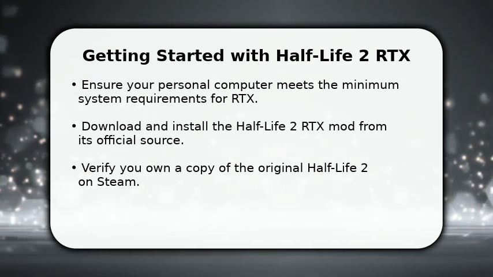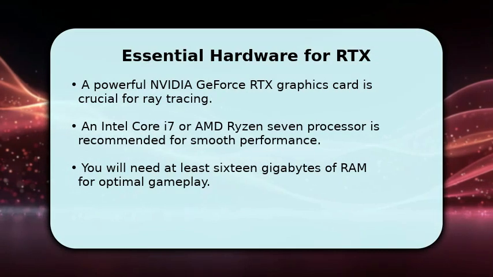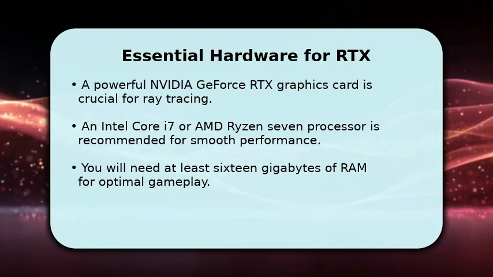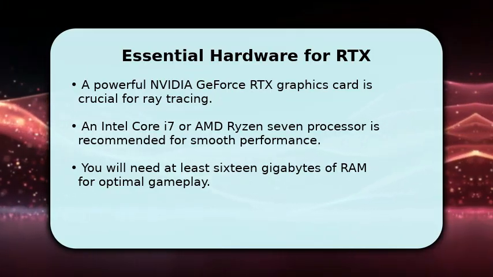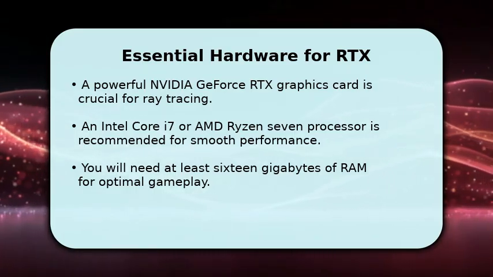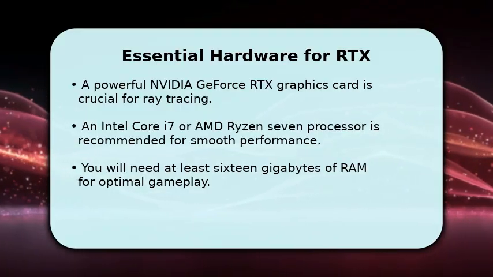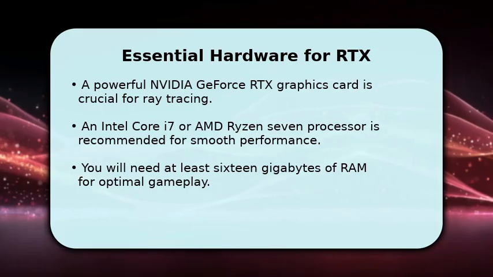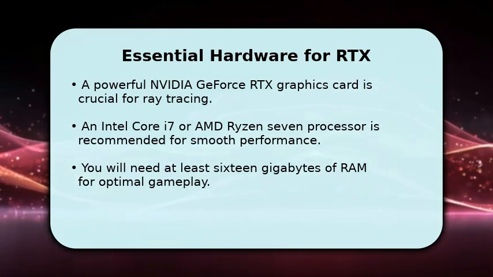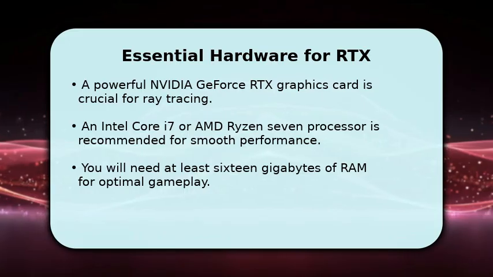Installation usually involves placing the mod files into the game's directory. To truly experience Half-Life 2 with ray tracing, a robust system is key. You will definitely need an NVIDIA GeForce RTX graphics card, ideally a 3000 series or newer, to handle the demanding visual effects. An Intel Core i7 or AMD Ryzen 7 processor, or better, will prevent bottlenecks. Furthermore, 16 GB of system memory is highly recommended to ensure the game runs smoothly without hitches, providing a seamless experience.